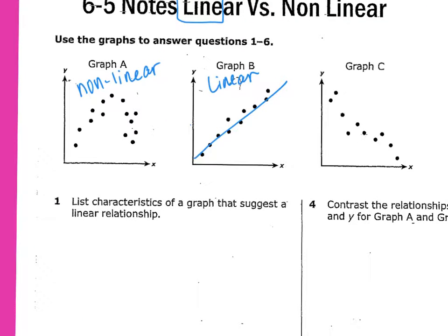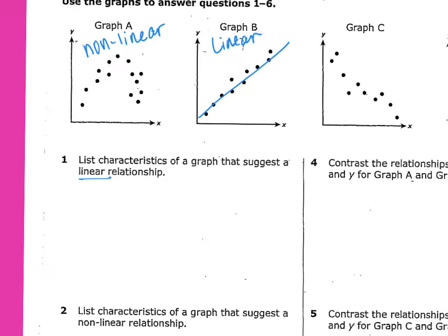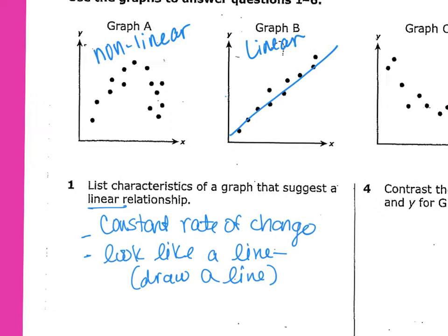So then number 1 says list characteristics of a graph that suggest a linear relationship. So the characteristics of a graph that's going to suggest a linear relationship, first of all, there's going to be a constant rate of change for the most part. And it'll look like a line, or you could draw a line through your points. Does that make sense? Because here I can draw a line through the middle of those points, and from that I could find a constant rate of change. I could find a rise over run like we do with slope.